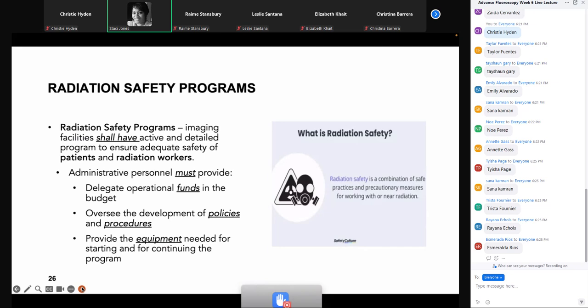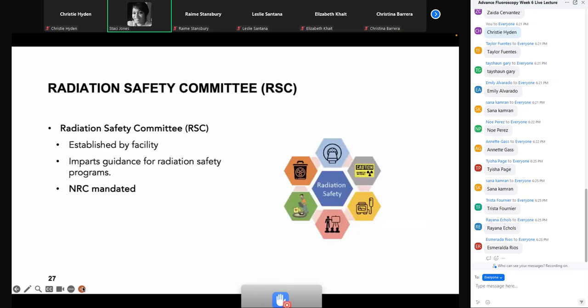The radiation safety program basically lays out that you must have the following: operational funds in your budget for safety of patients and radiation workers. They oversee the development of the policy and procedures that go along with radiation work, and then they provide equipment needed for starting and for continuing the program. So basically, your radiation safety program is going to be the people you go to when it comes to exposure, making sure you're safe.